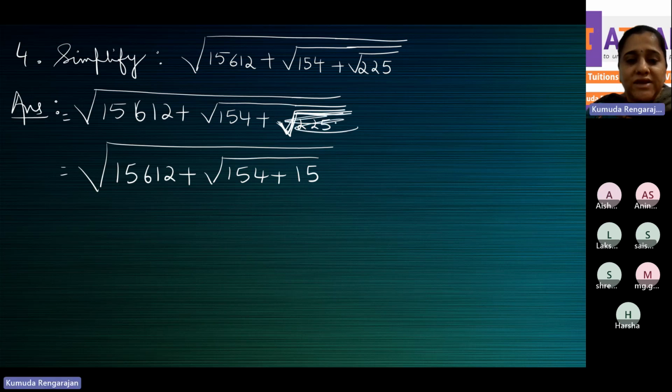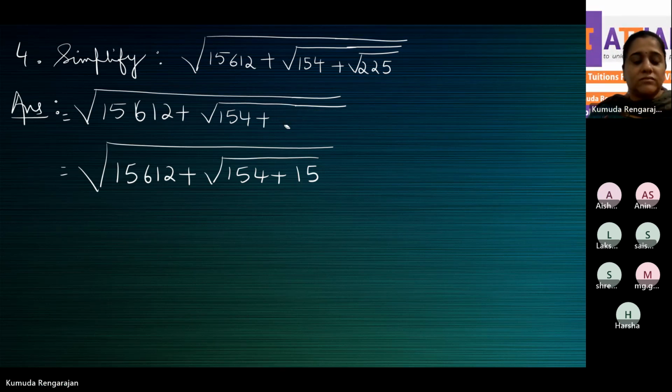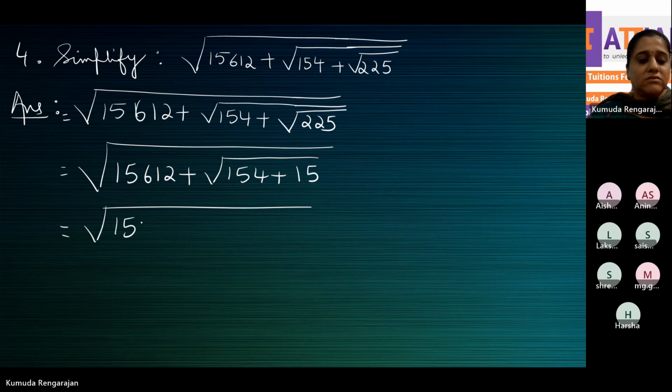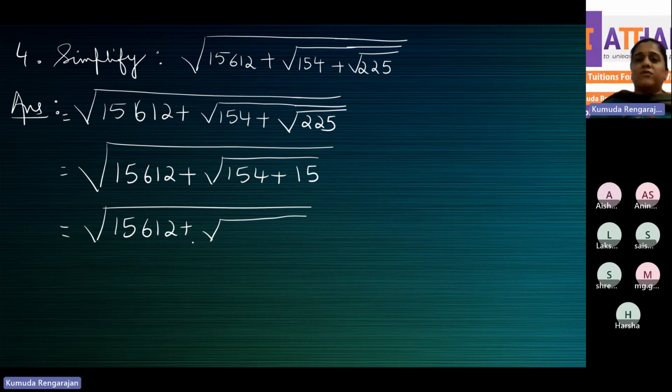Take away this and write 15 because the value of square root of 225 is 15. Replace square root of 225 with 15 because that's a value. Now next step. Plus, you should do the addition. What is 154 plus 15? 169. Yeah, next step.